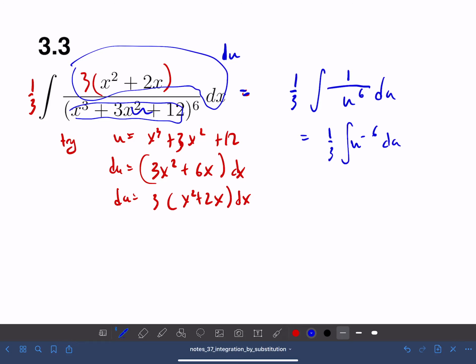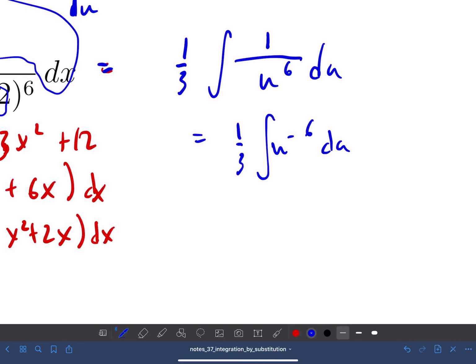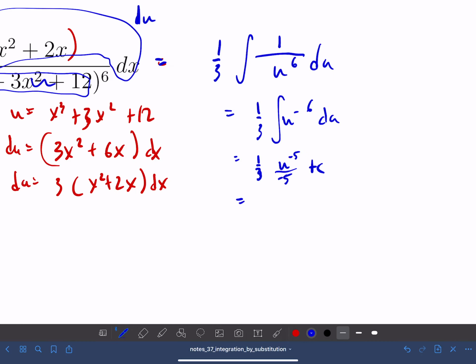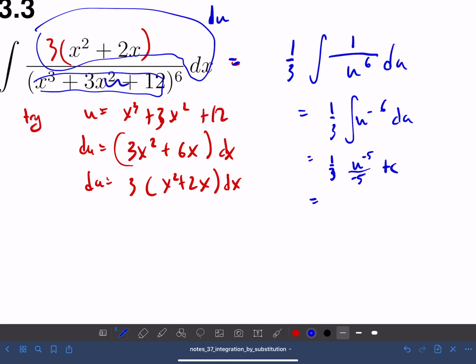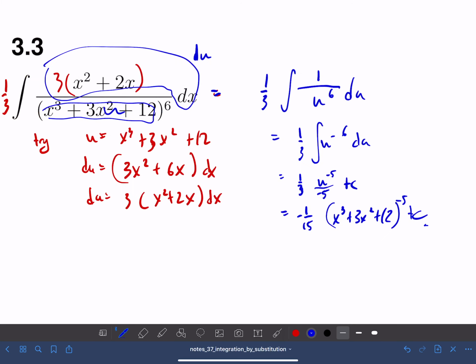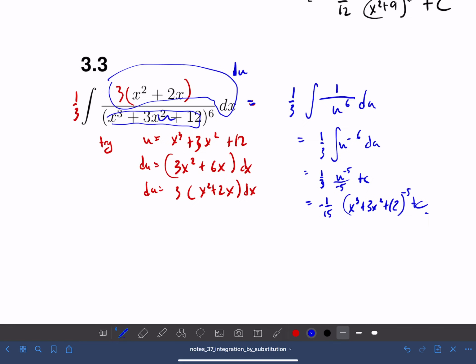Now I'm going to go ahead and do that minus sign deal and integrate. And then I've got to put in what my u was: x cubed plus 3x squared plus 12. Why did I write 16? Okay. Not that bad. It's really not that bad.